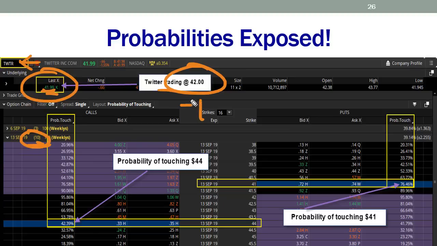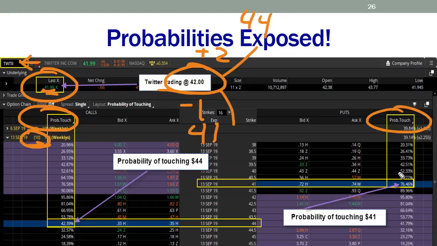If we risked one to be able to make two, which means, okay, if I'm wrong, I'm going to get out at 41. But if I'm right, I'm going to get out at 44. Does that make sense? It's the exact same thing that we set up a moment ago. What you can learn from options is options have what they call probability of touching. Okay, what's probability of touching?